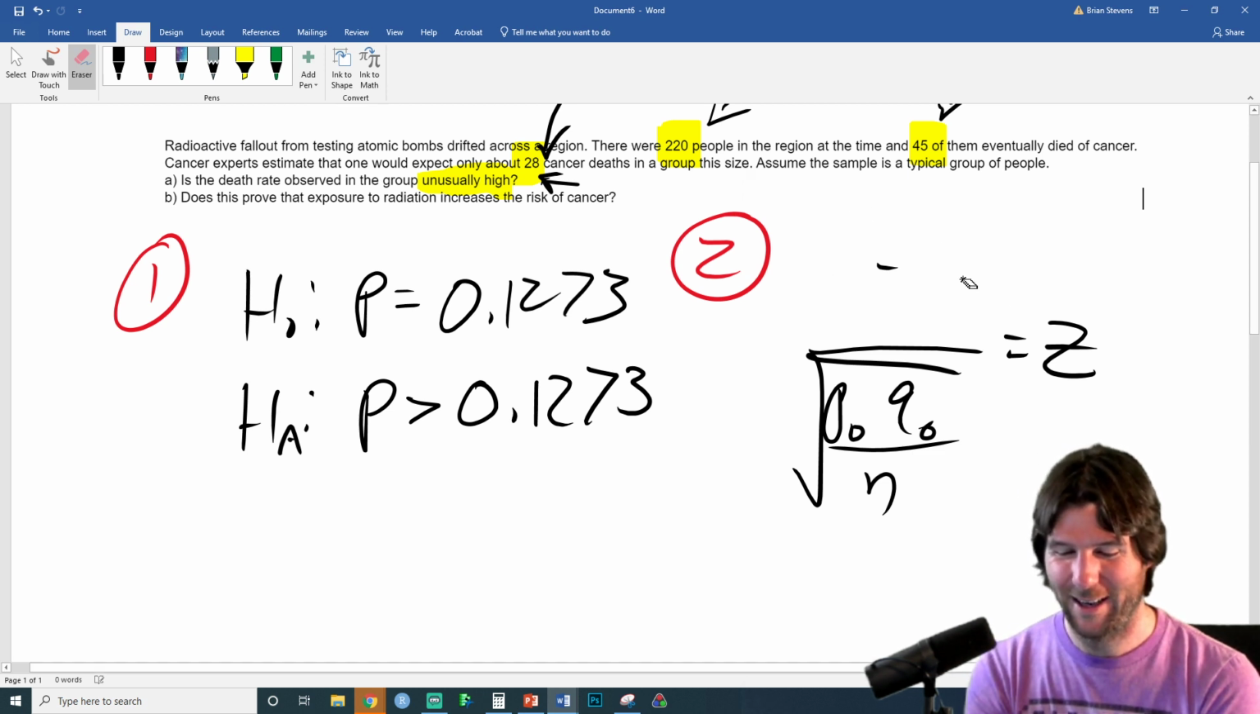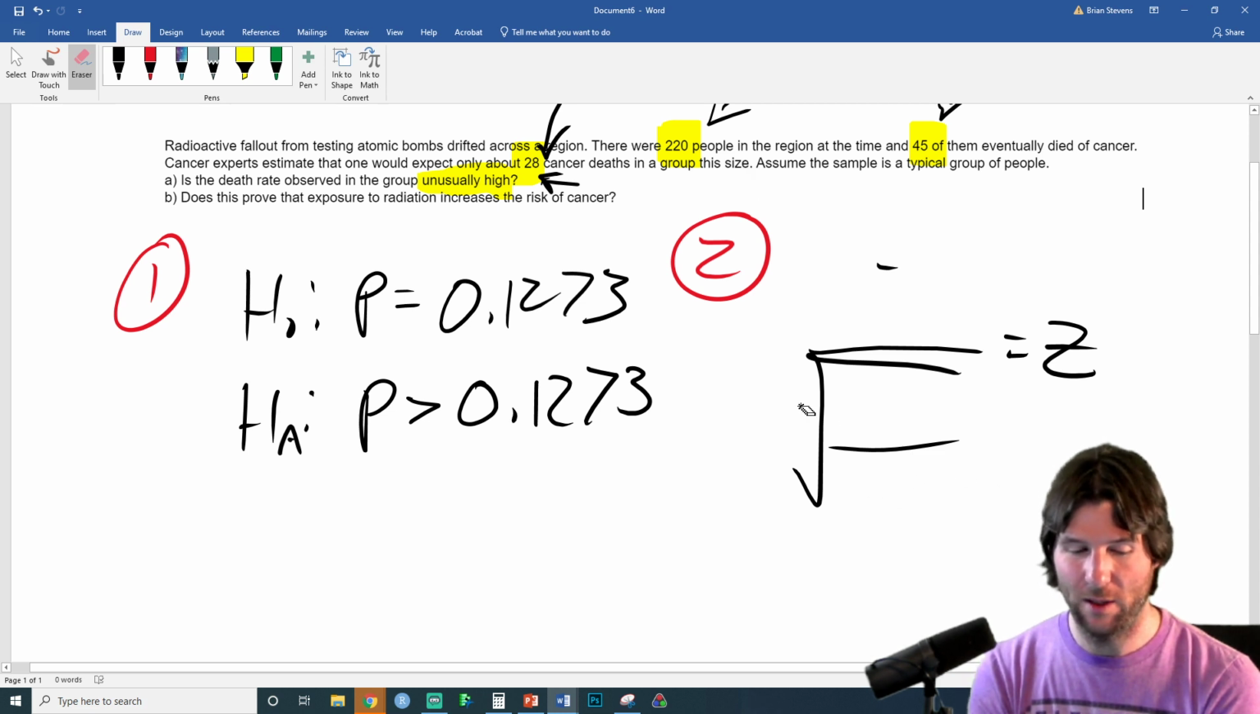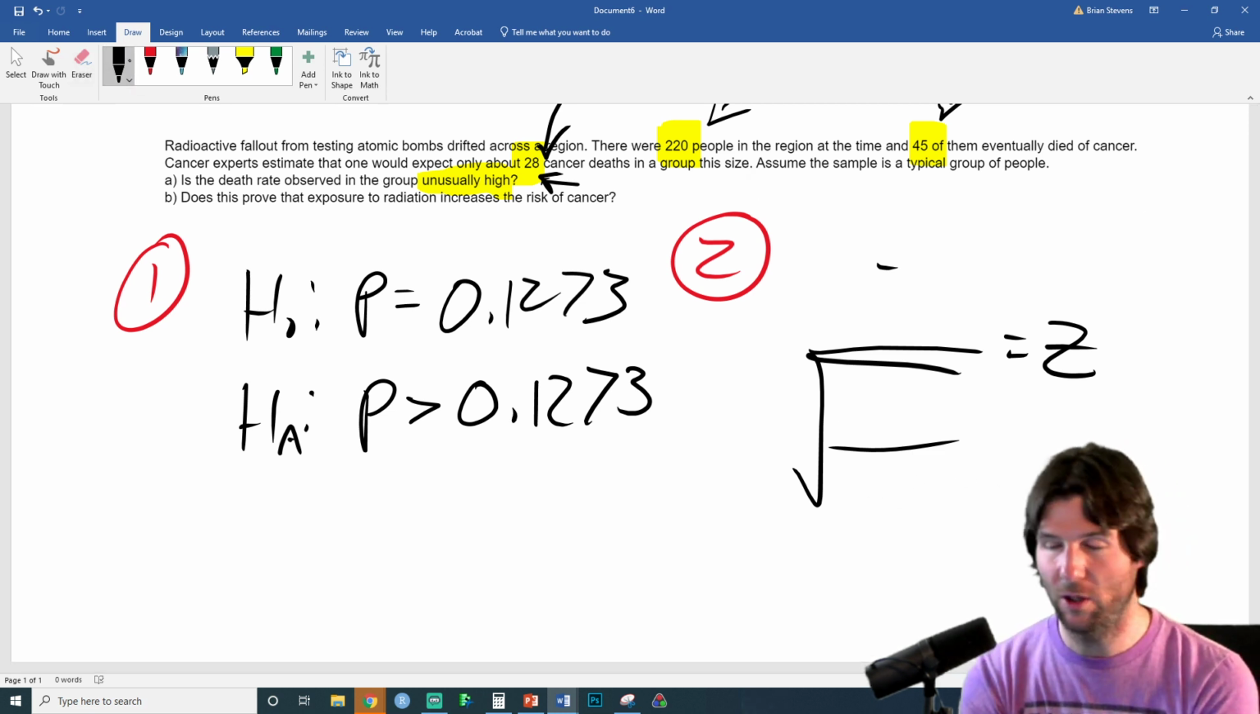We go right here, we delete these off now, and we put the values in. P naught, we're just going to abbreviate for the moment, but don't abbreviate when you put it in your calculator. That's where people make mistakes.